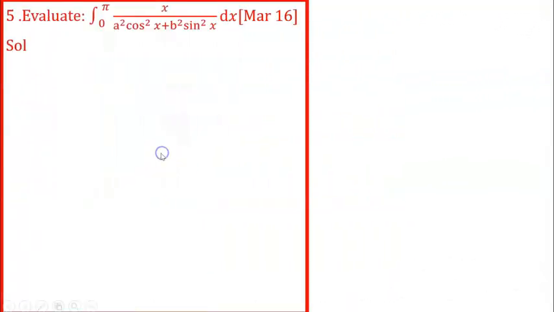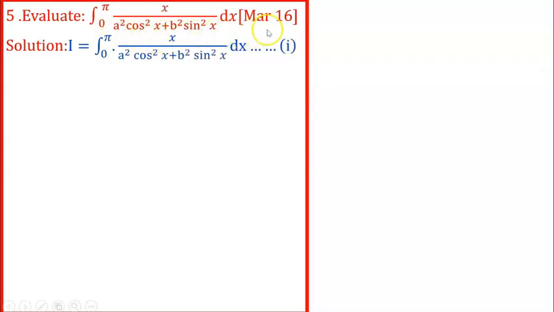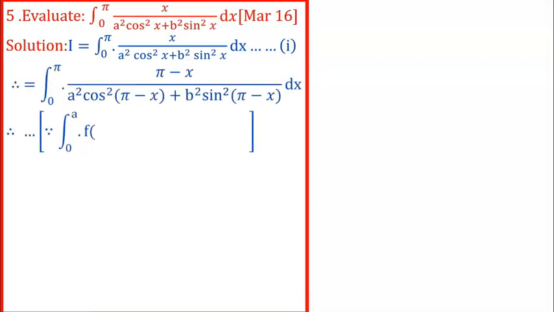Next, evaluate the integral from 0 to pi of x upon a cos square x plus b sin square x dx. This question was asked in the March 16 examination. I is equal to the integral from 0 to pi. Here we apply the property integral 0 to a f of x dx is equal to integral 0 to a f of a minus x. That is, the variable x is replaced by pi minus x.